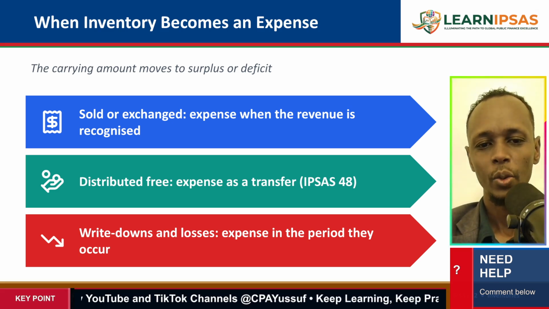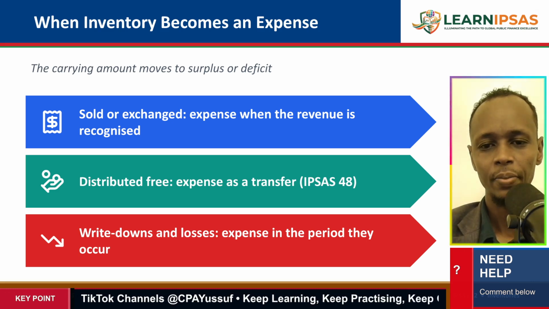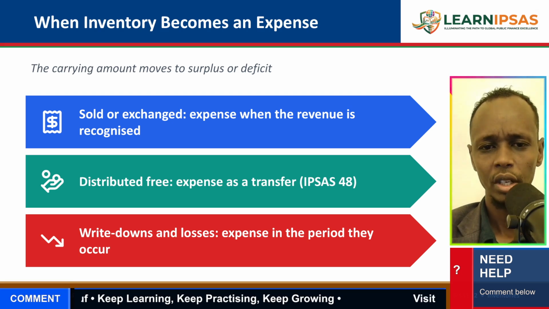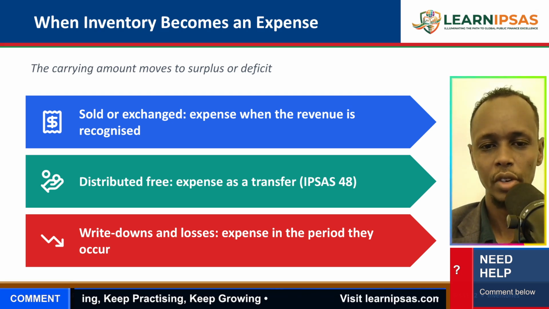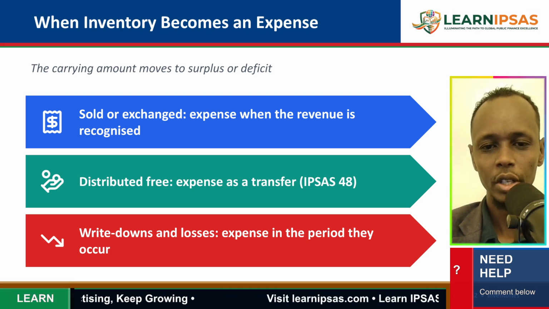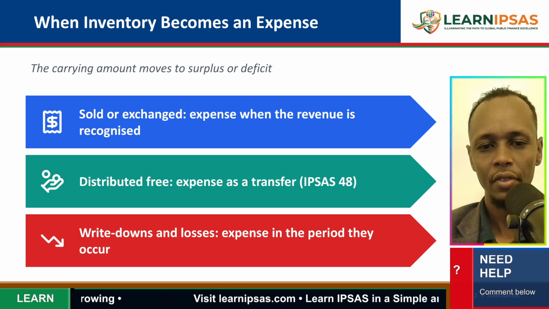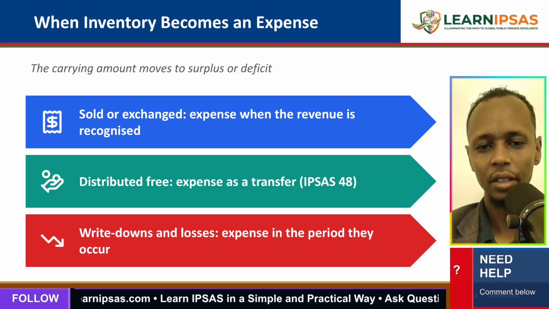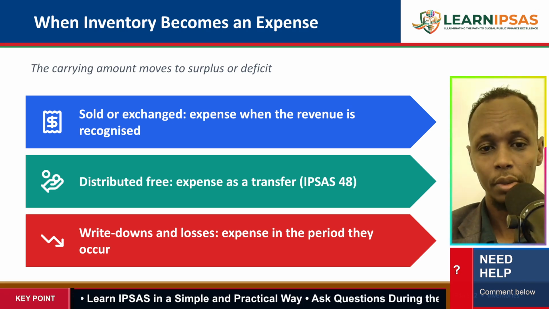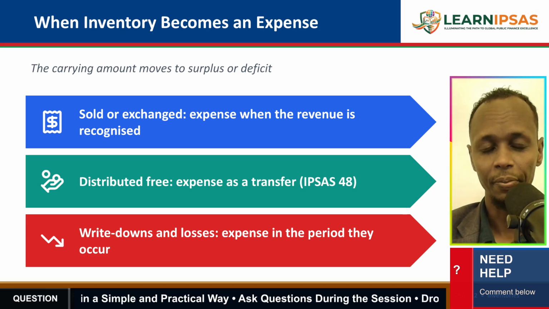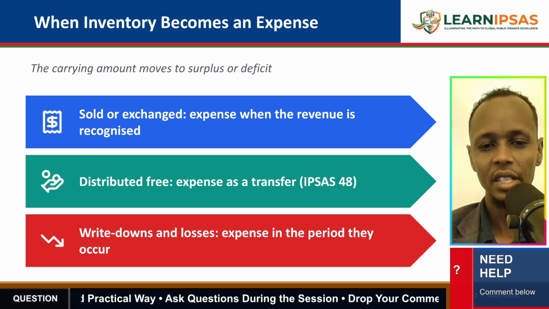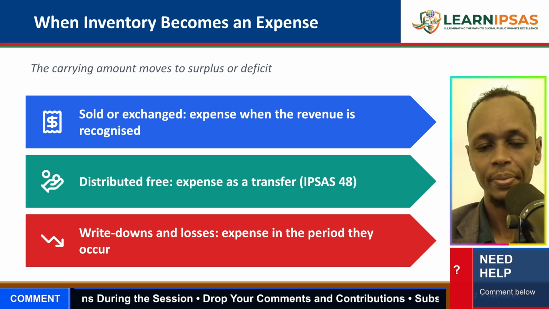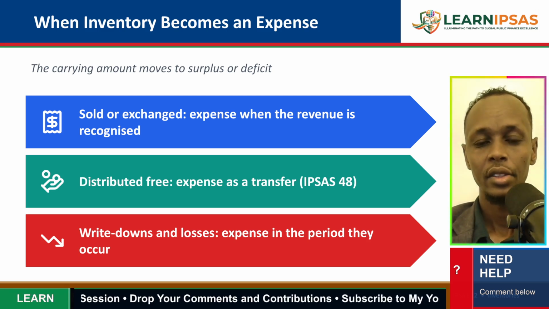Then we have write downs and losses. So expense, sometimes inventory can lose value. If an inventory has lost value, then the cost or the initial amount less the fair value, less the NRV or CRC, any differences you get, you also expense it. The write down means expensing it. Inventory doesn't have impairment, so you don't take it to impairment. You will adjust those changes inside the expenses.